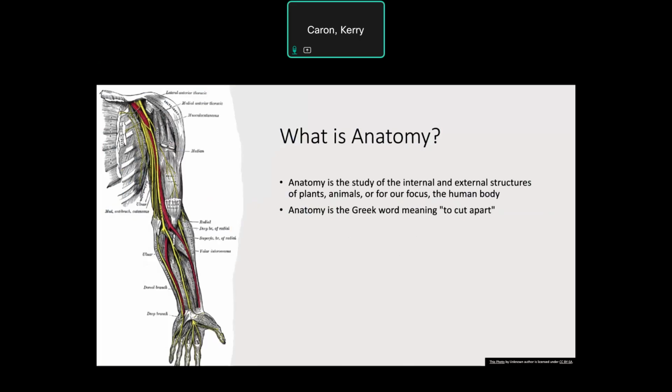And basically, the structure part is the anatomy. So anatomy is the study of the internal and external structures of plants, animals, but in our case, it's the human body. So we will solely focus on the human body. And anatomy is the Greek word for to cut apart. So prior to being able to cut apart a person, people did not know what was inside a person. And they would do these drawings if they were lucky enough to see a wound or be able to somehow see inside the human body.